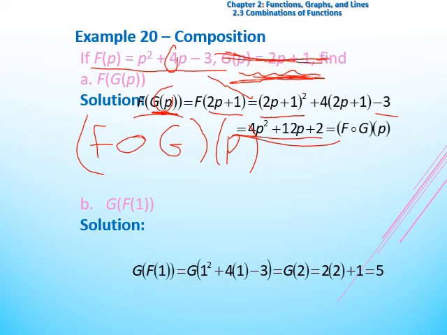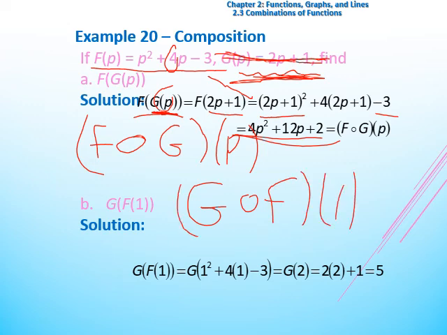Now you can solve the same example by getting g circle f of p. This means that we first get g circle f of p, and then get the values by substituting each p by 1.